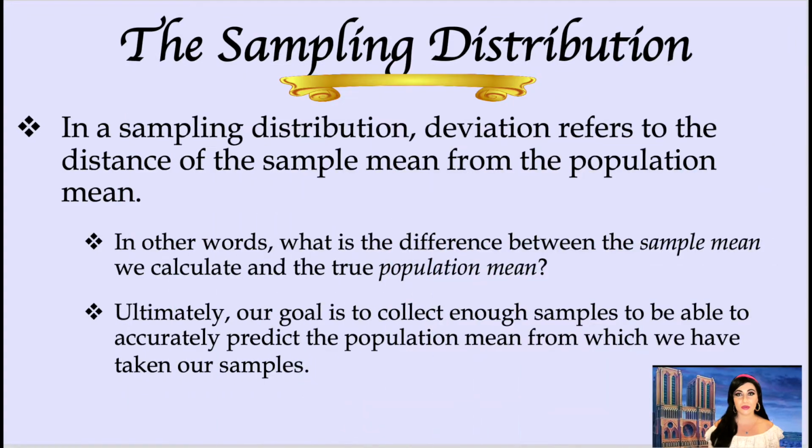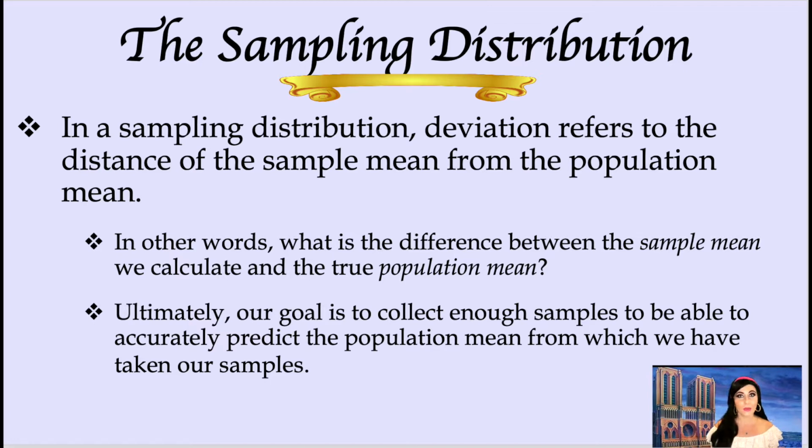In a sampling distribution, ultimately our purpose here is to try to identify the population mean, to predict the population mean, because after all, that is the goal of inferential statistics. So in this case, deviation refers to the distance that the sample mean is from the population mean. Ideally, we want that deviation to be very small because we want to say that we could accurately predict a population mean from a variety of our sample means.